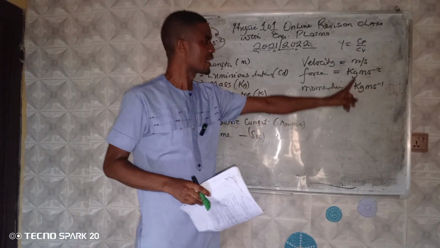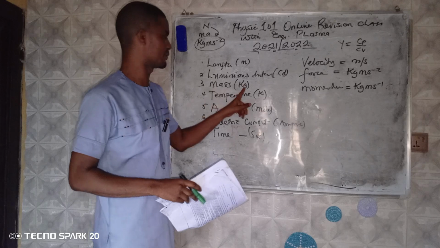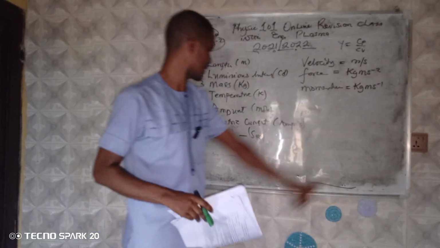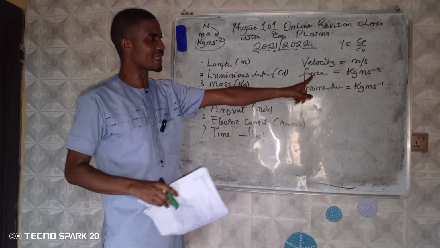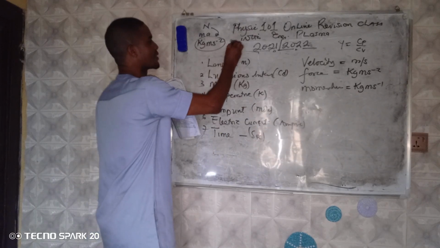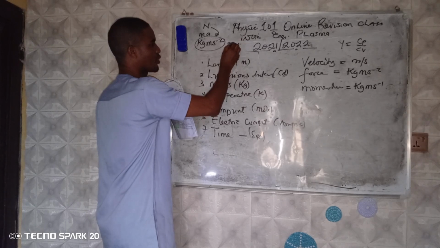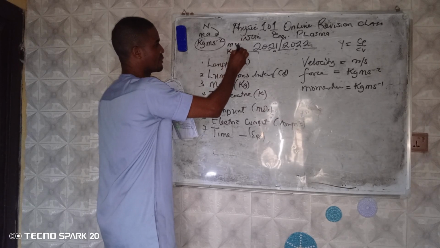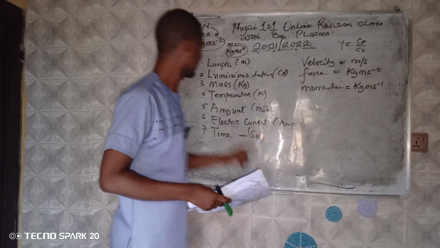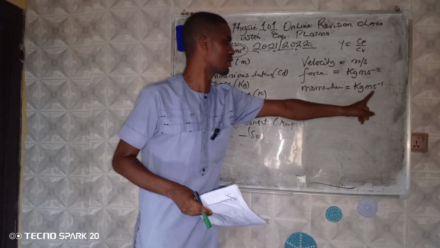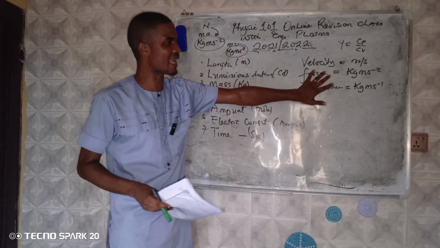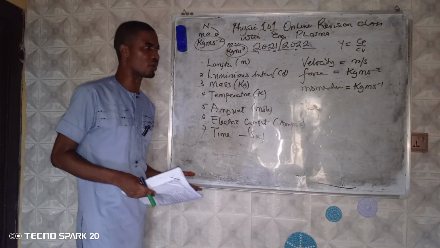Now look at it. Kilogram is borrowed from mass. Meter is borrowed from length. While seconds is borrowed from time. So it's a derived quantity. Here, momentum. Remember, momentum is mass times velocity. So mass is kilogram. Velocity is meter per second. And that's what we have there. Kilogram is borrowed from mass. Meter is borrowed from length. While seconds is borrowed from time. These ones are derived.